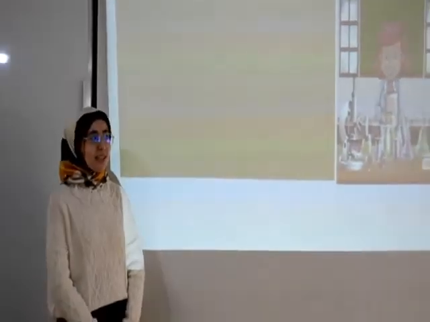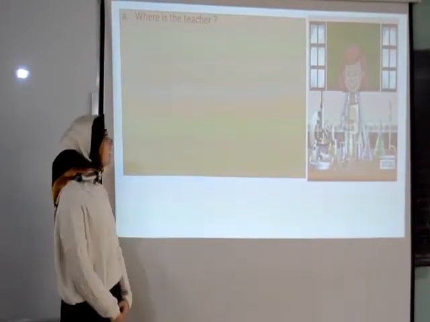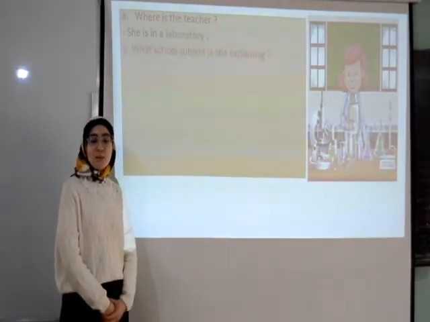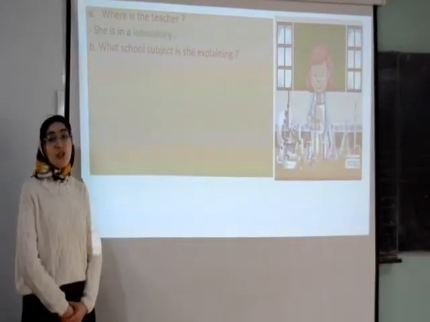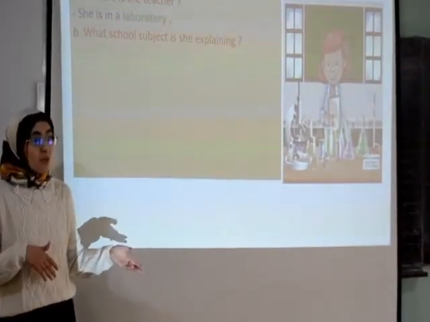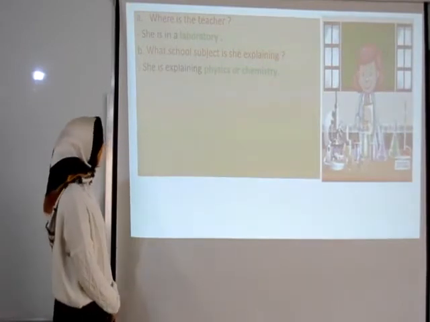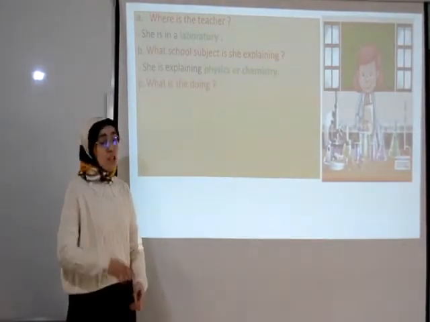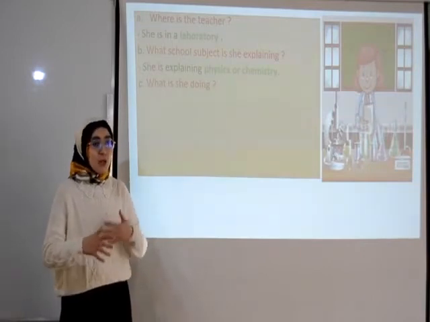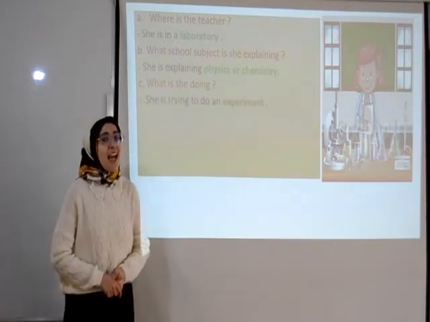Let's now correct. So the first question, where is the teacher? The teacher, yes, is in, as you can see, a laboratory. Great. Question number 2. What school subject do you think the teacher is explaining? From the picture, mostly, yes, it's maybe chemistry, physics, or also natural sciences. Nice. The last question. What is she doing? And this is the most important question. As you know, you are a scientific student. You are familiar with these things. So the teacher is doing, yes, an experiment.